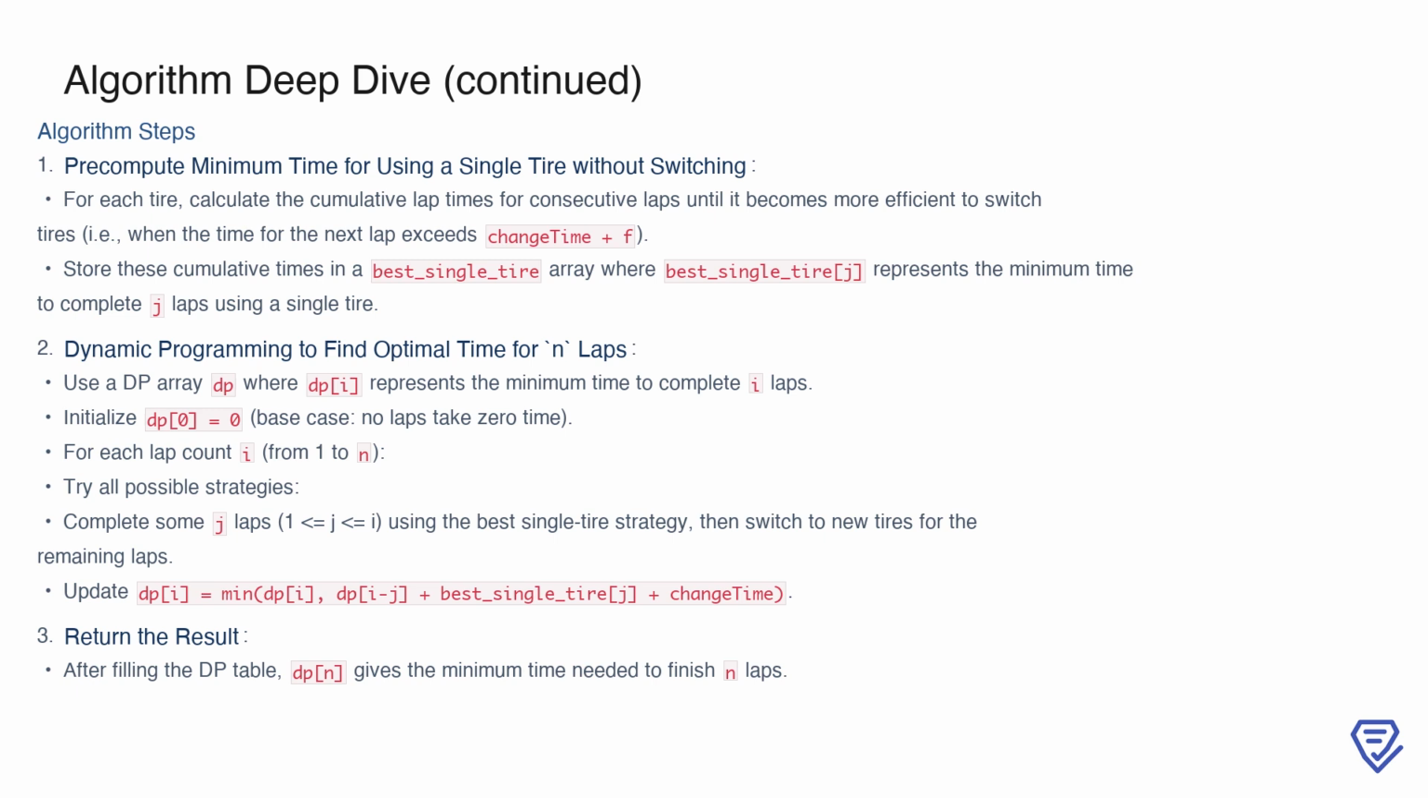Next, we use dynamic programming to find the optimal total time for completing n laps. We define a DP array where DP[i] represents the minimum time to complete i laps. Starting with DP[0] equals 0 as the base case, we iteratively calculate DP[i] by evaluating all possible strategies. For each lap count i, we consider completing some j laps using the pre-computed single-tire strategy, then switching for the remaining laps. The minimum of these options gives us the value of DP[i]. Finally, the result is stored in DP[n], which represents the minimum time to complete all n laps.